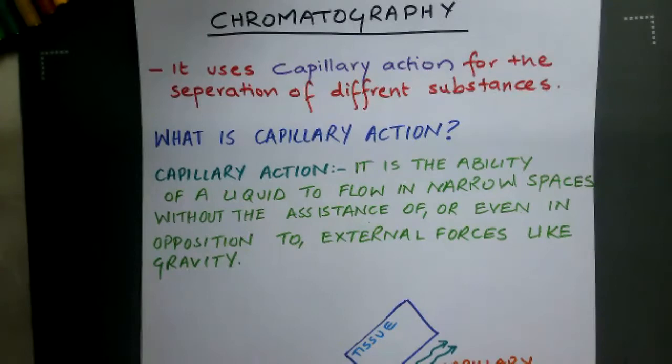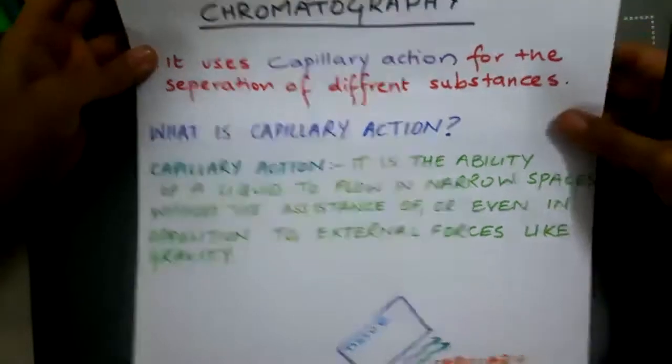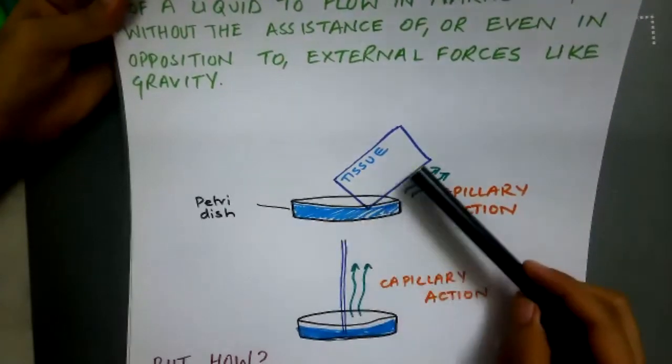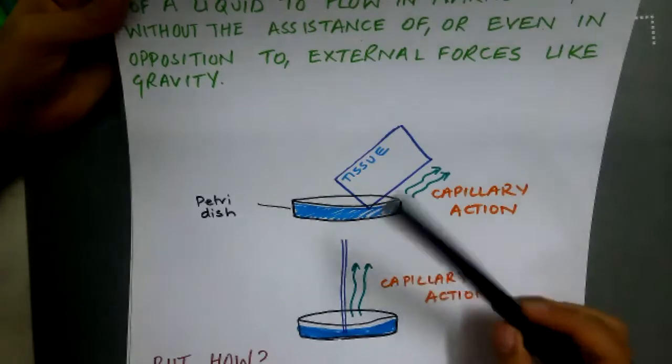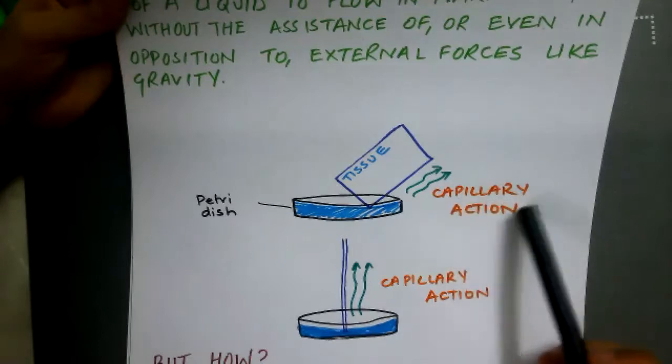So what is capillary action? Capillary action, if we use the book definition, is the ability of a liquid to flow in narrow spaces without the assistance of, or even in opposition to, external forces like gravity. To understand this more clearly, take the example of a tissue in a petri dish. If we put even one tip of this tissue in a petri dish full of water, the water will start traveling upwards in this tissue by capillary action.